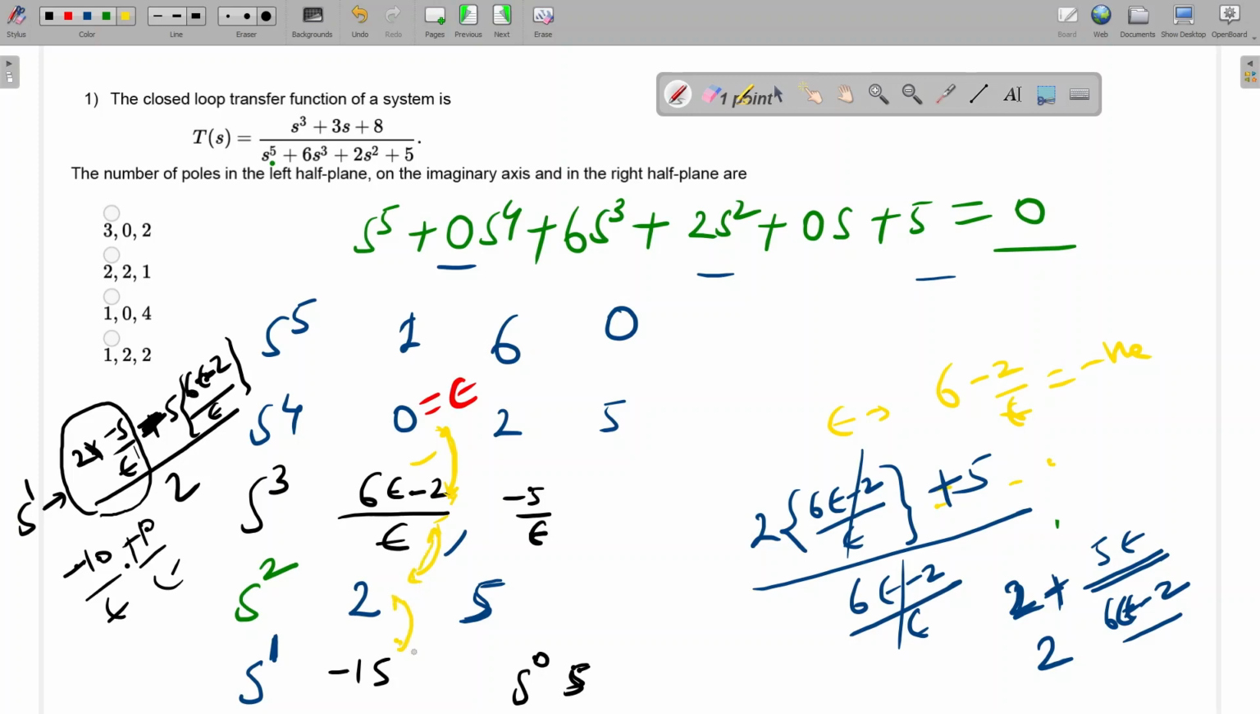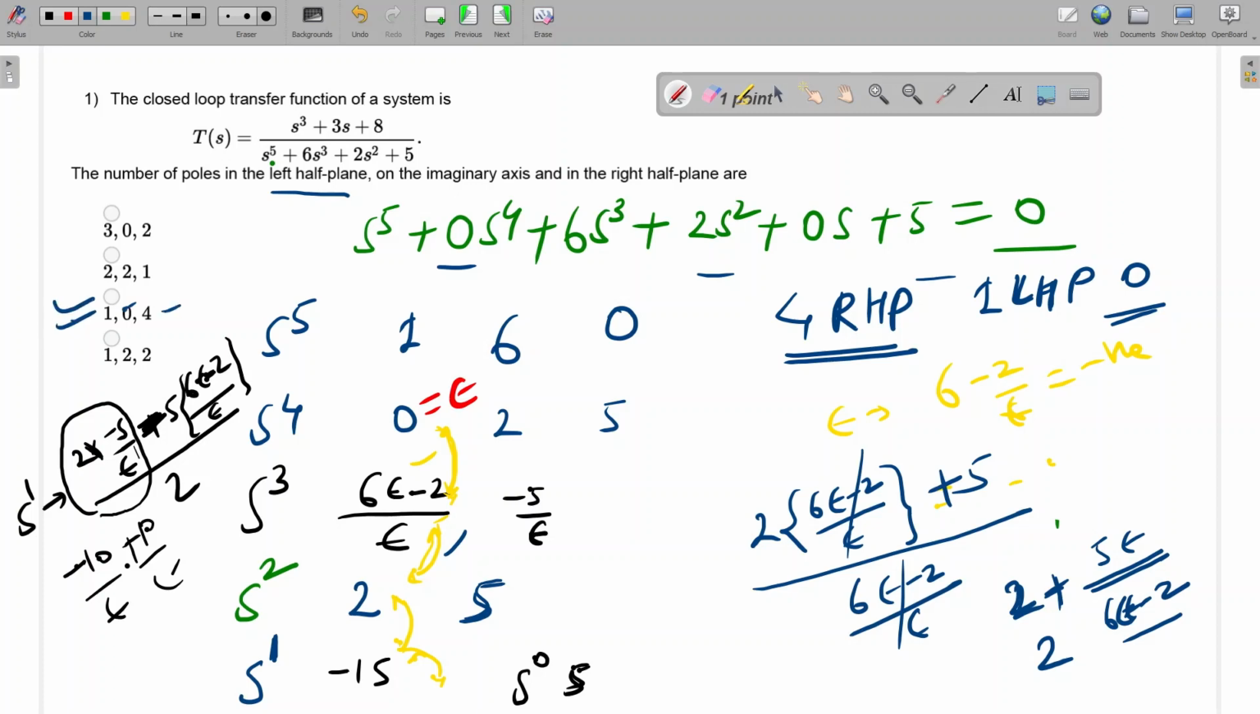S0 is positive. So four will be in the RHP, correct. And one will be in the LHP. And on the j omega axis, how many poles will be there? J zero, no roots. So which is the correct option? Number of poles in the left half plane, on the imaginary axis, and right half plane: left half 1, imaginary axis 0, and right half plane 4. Correct only.